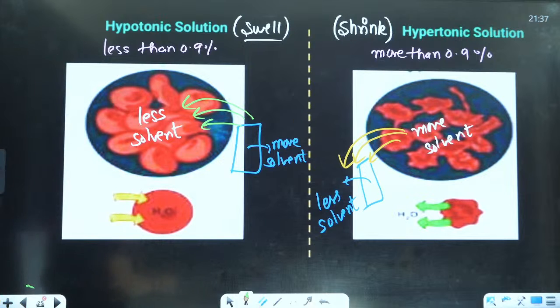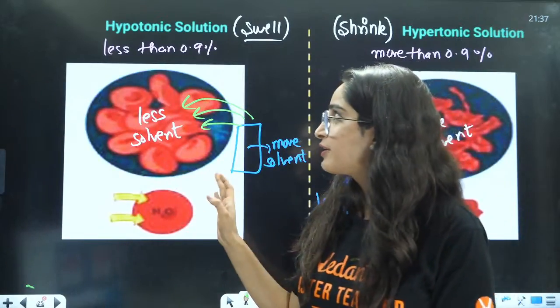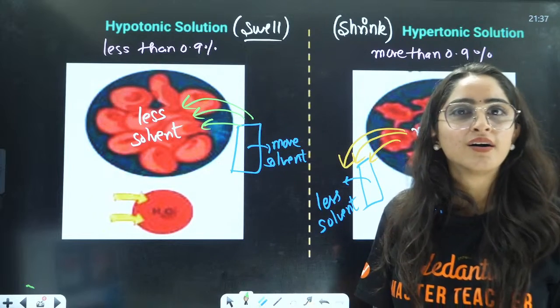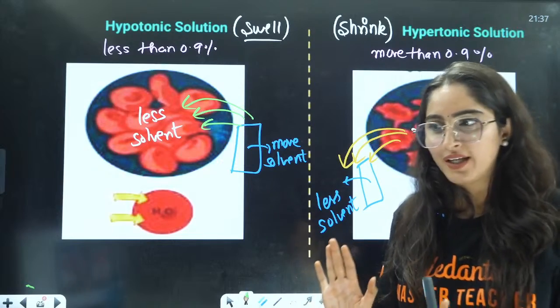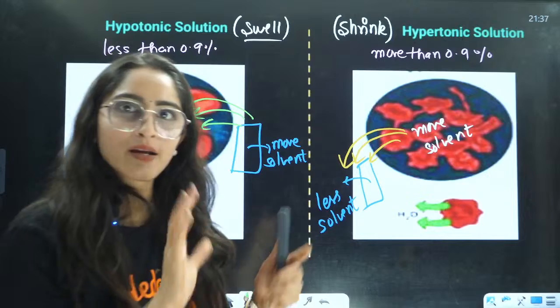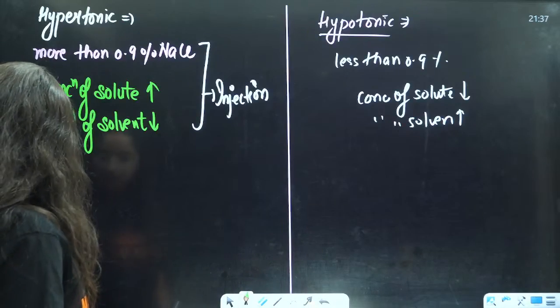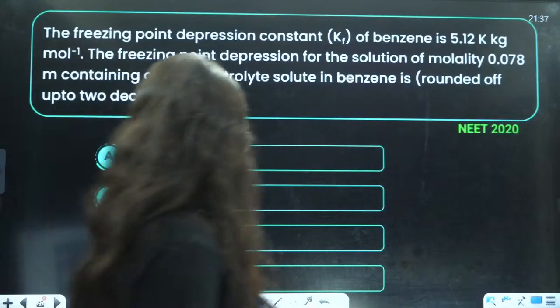It's not like if you give, oh my God, to my patient, I want them to be happy, I will give them less than 0.9 concentration so that they can swell. No, right? Our body needs 0.9% concentration only. That is a specific thing. If it fluctuates, that will harm our body, right? Okay. Now, next is some questions here.